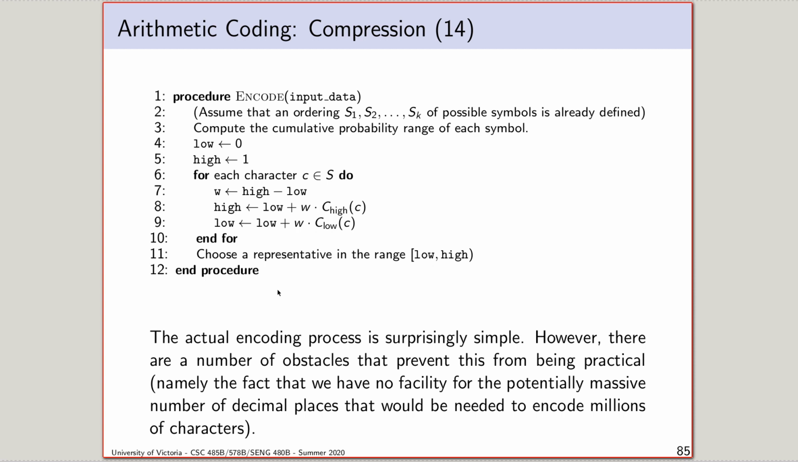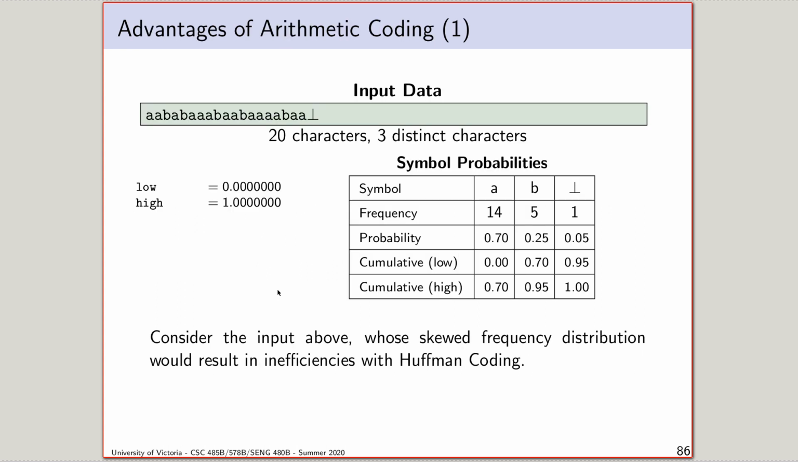So here's my encoding procedure, assuming that I've got some magical computer that can have an infinite level of precision in real numbers, which I do not, but this is it. This is all I have to do to encode. The difficulty is figuring out a way of implementing this.